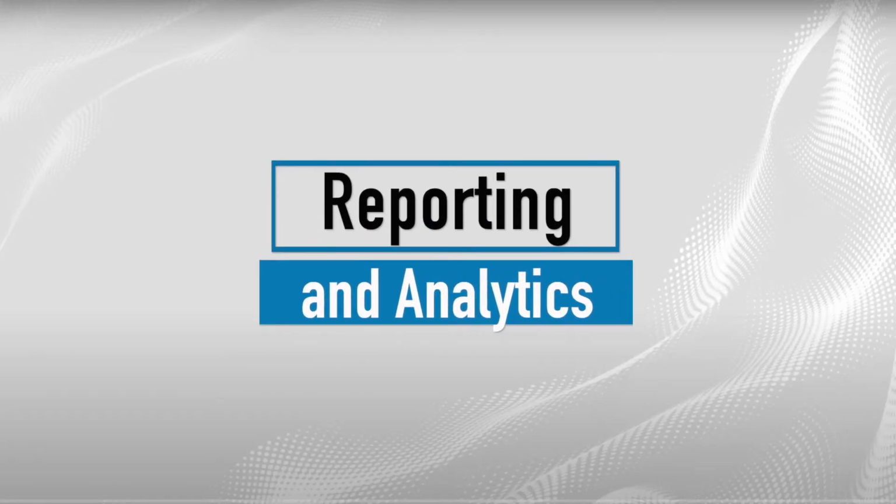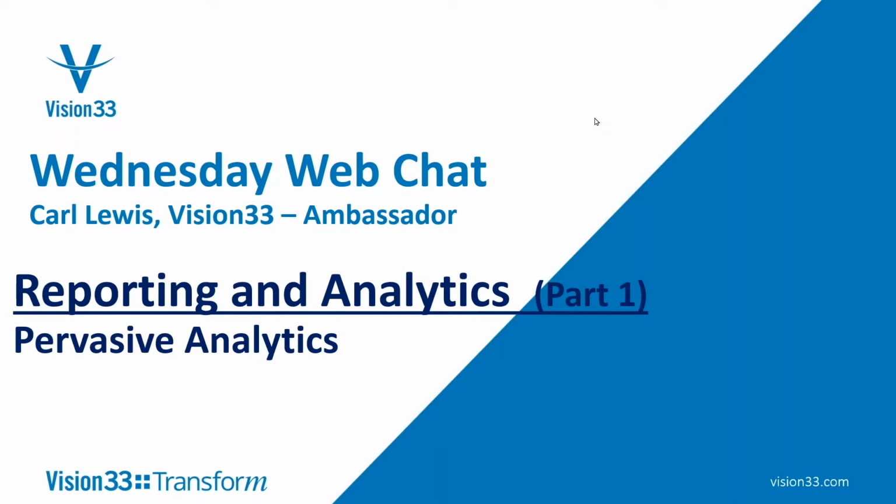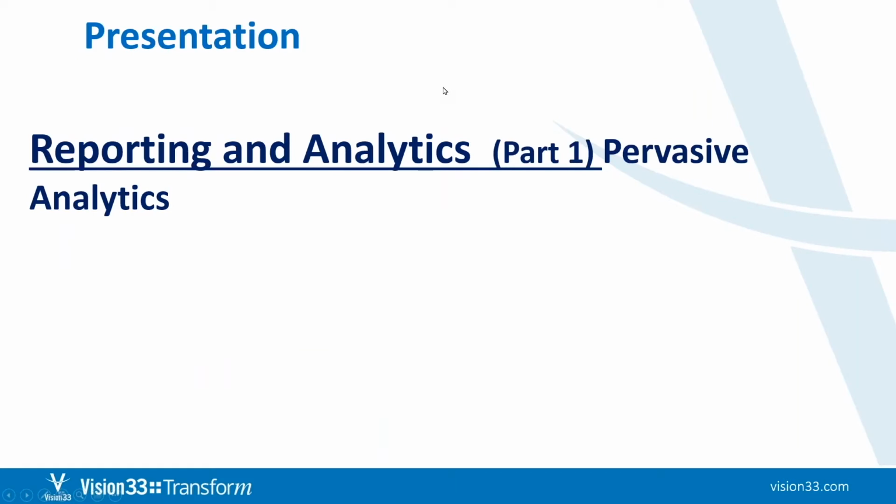Now, our topic today is going to be about reporting and analytics. We're going to be taking a look specifically at the HANA version of SAP Business One and all of the sort of out-of-the-box analytics, what we refer to as pervasive analytics. We're going to show the basics, but we're also going to show you how to create your own in the process. So reporting and analytics, part one.